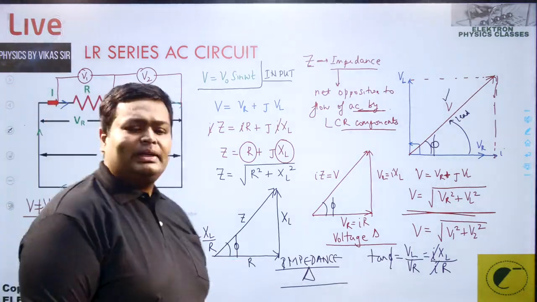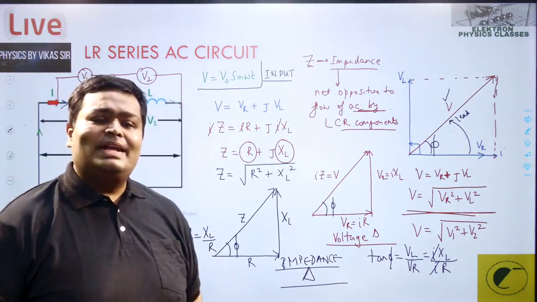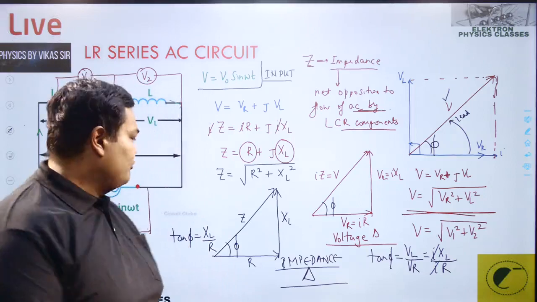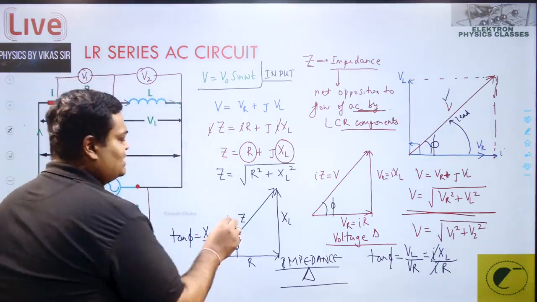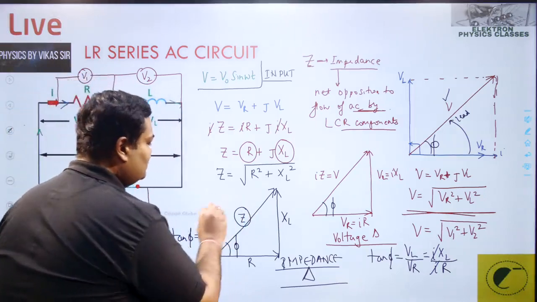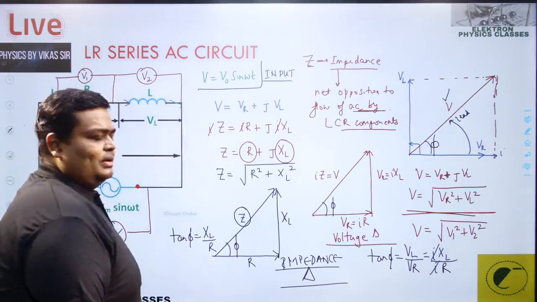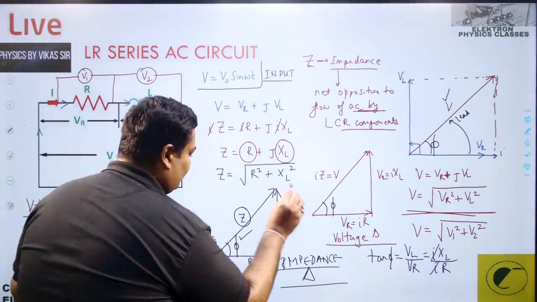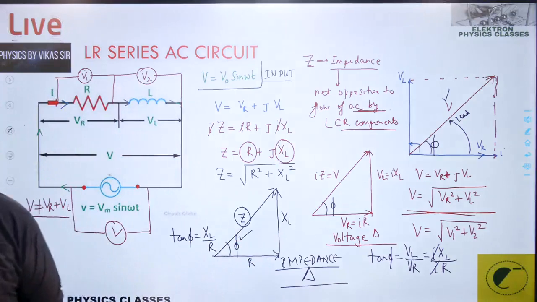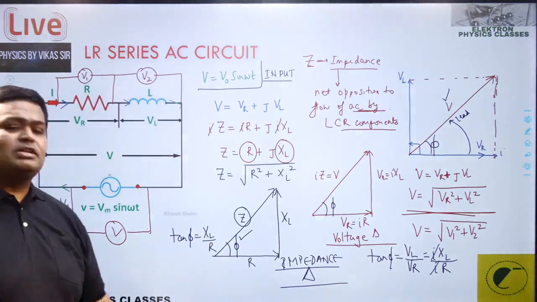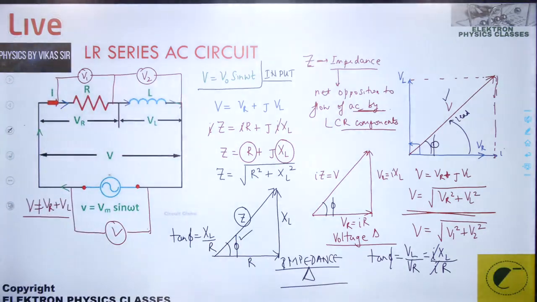So what is the importance of the impedance triangle? It has two importances. The first, it generates the value for the impedance. Second, it generates the phase phi.